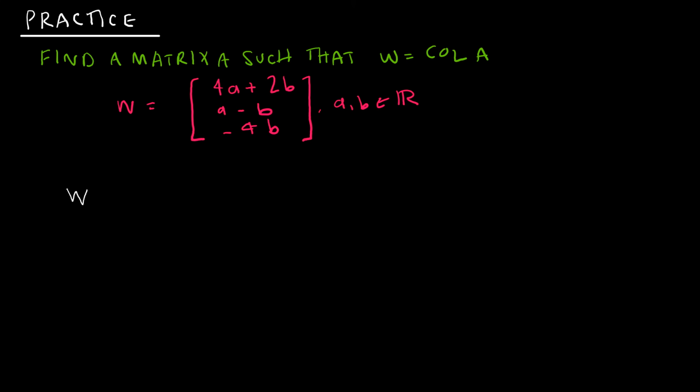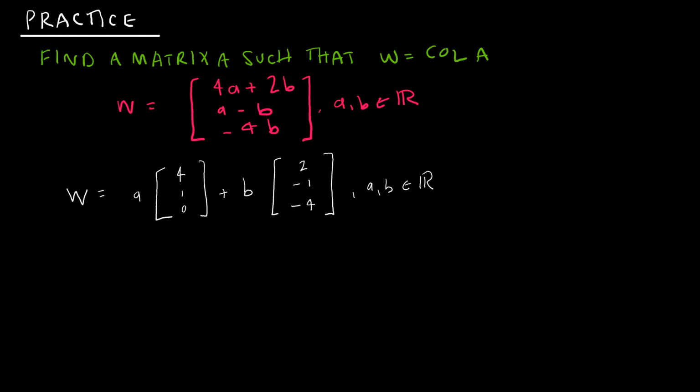I know that W can be rewritten as a linear combination. So I can say that this is a times (4, 1, 0) plus b times (2, -1, -4), and of course a and b are real numbers. And so essentially what I'm saying is this is the span of (4, 1, 0) and (2, -1, -4).